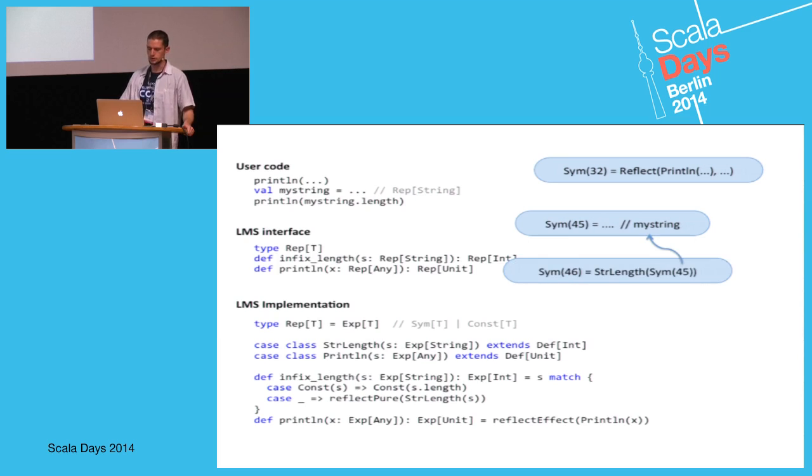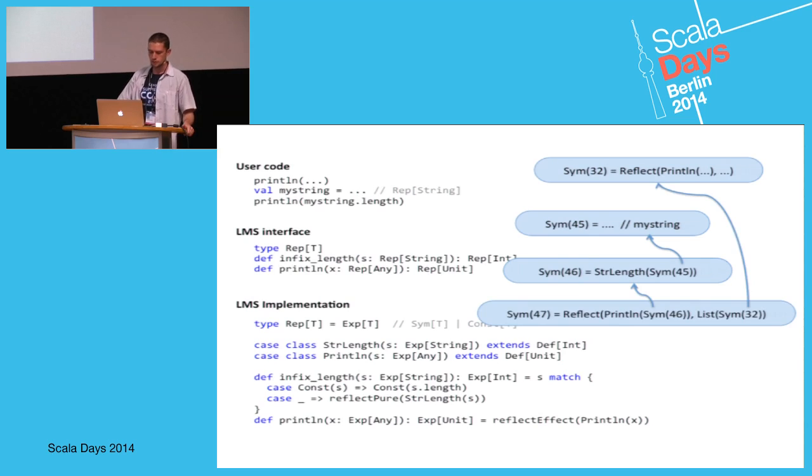And then we execute str-length. And here you can see we are introducing a dependency, right? So str-length refers to the previous result by its symbol, which in this case is 45. Then we execute the second println call. And since this is also an effectful statement, we're introducing effect dependencies here. So there's first a data dependency to symbol 46, which is the string length. And then there's an effect dependency to the previous println. Right, and these effect dependencies make sure that actual statements are not reordered or duplicated in the generated code.